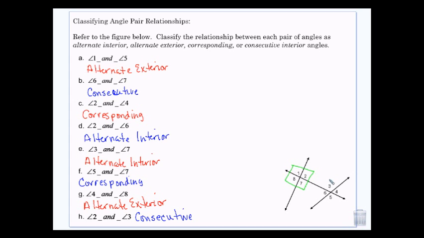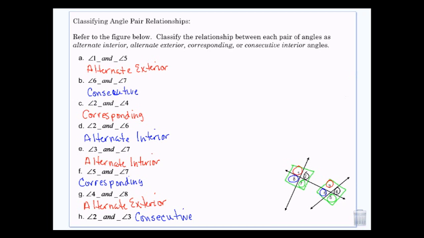Okay, corresponding is when you kind of draw the square around them and they're in the same position. So 1 and 3 are corresponding. 8 and 6 are corresponding. 2 and 4 correspond, and 7 and 5. So corresponding are in the same position in the square. See how these are both in the top corner, and these are in the same position? That's how we know corresponding.